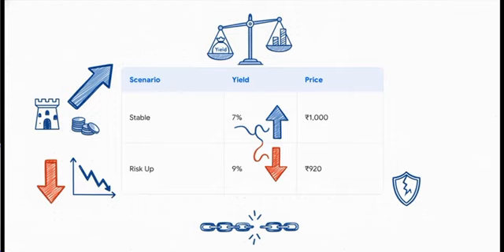So the absolutely crucial point is understanding the critical inverse link between yield and price. Look at this scenario. A stable firm has a yield of 7% and a bond price of 1,000 rupees. Suddenly, the market gets spooked. The firm hasn't defaulted, but risk definitely increases. The required yield shoots up to 9%. What happens to the price? Bam, it immediately drops to 920 rupees. As credit risk rises, spreads widen, yields go up, and bond prices literally collapse.